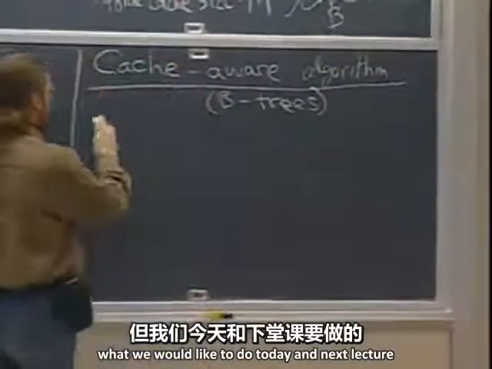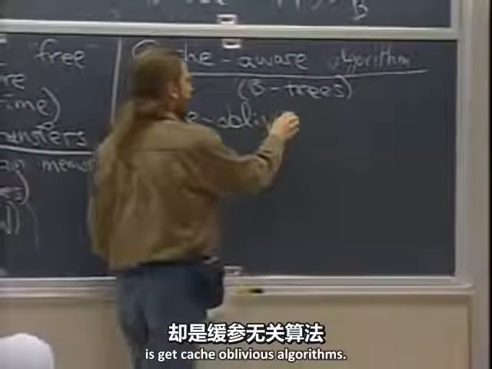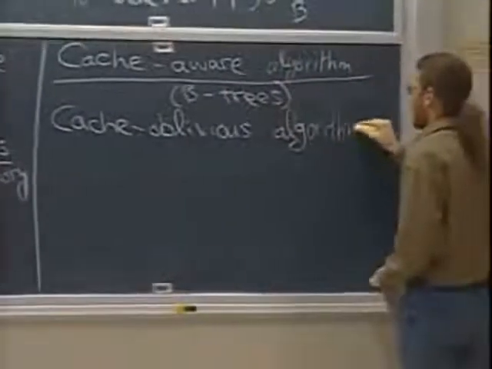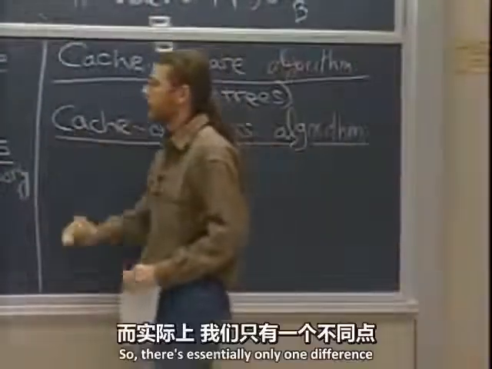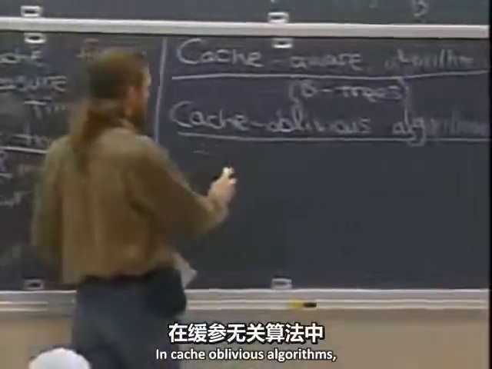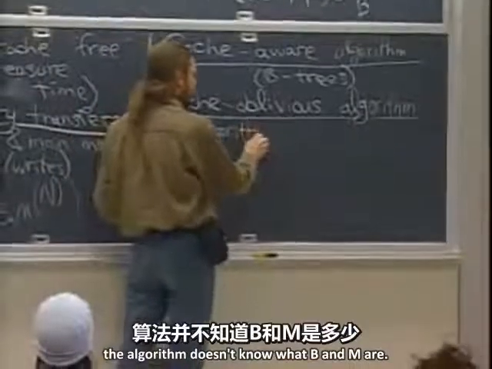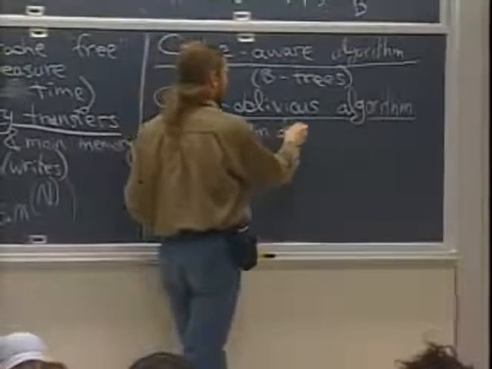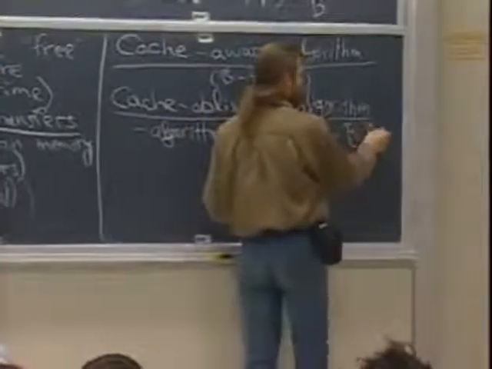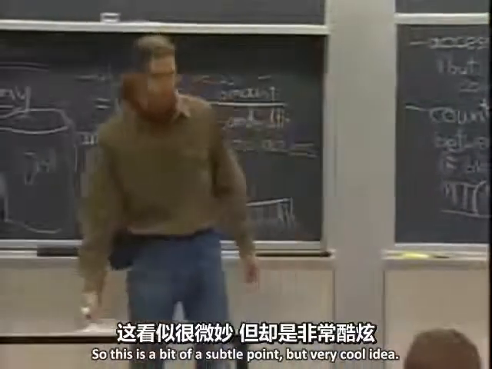Okay, what we would like to do today and next lecture is get cache-oblivious algorithms. So there's essentially only one difference between cache-aware algorithms and cache-oblivious algorithms. In cache-oblivious algorithms, the algorithm doesn't know what B and M are. So this is a bit of a subtle point, but a very cool idea.